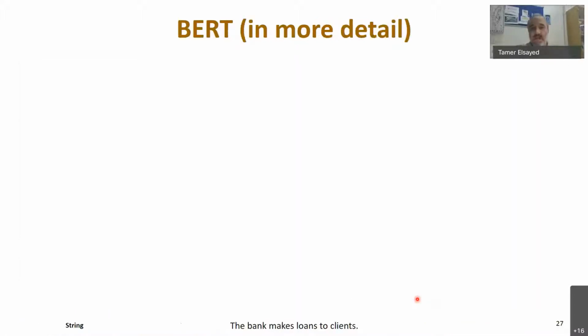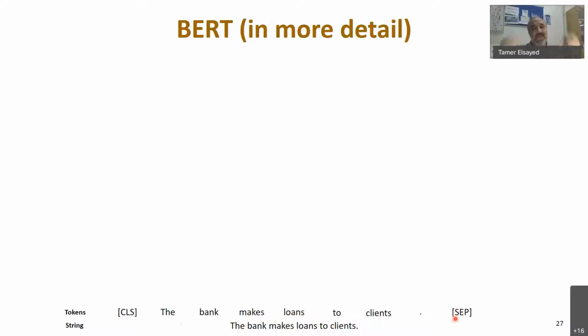Now, let's get into more detail here. Let's say that the input is here at the bottom of the slide. We have this string, the bank makes loans to clients, and there's a dot here, that's the end of the sentence. So we represent that input this way. We start with the special CLS token, then we have the sentence with the dot, and then we end the sentence with a special token called separator. Each of these tokens will be input directly to BERT.